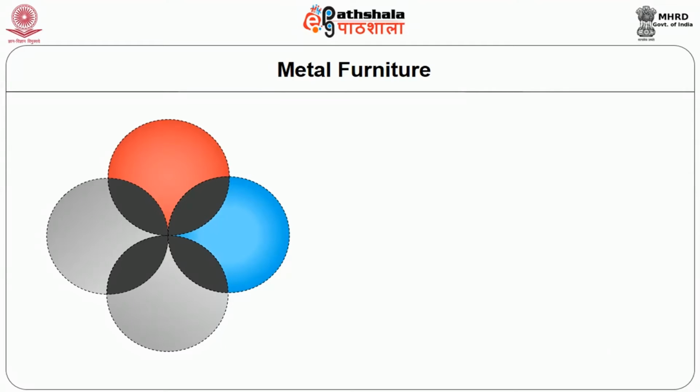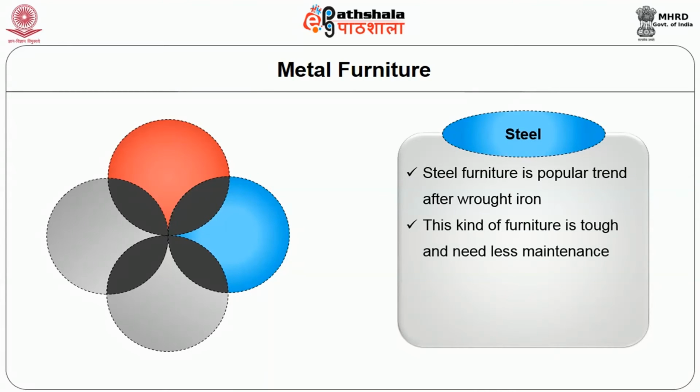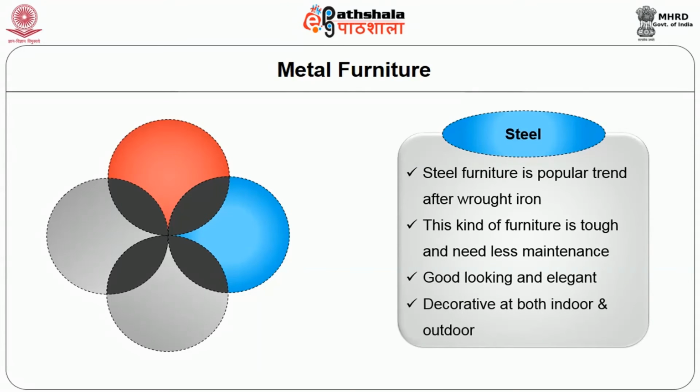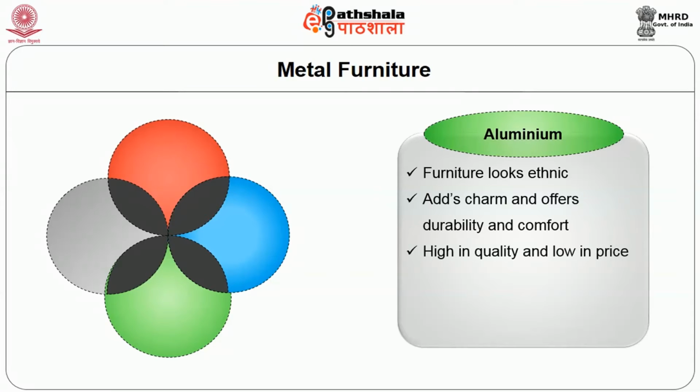The next metal we are going to discuss is steel. Especially tubular steel furniture is a popular trend after wrought iron. This steel furniture is tough and needs less maintenance. It is good looking and elegant. It can be decorative both indoors and outdoors. Aluminium furniture looks ethnic. It can add charm and comfort. It is high in quality and low in cost. It is highly resistant to rust and corrosion.